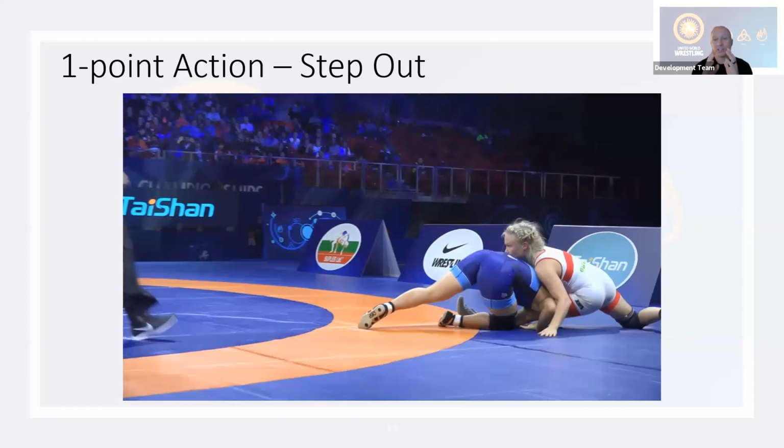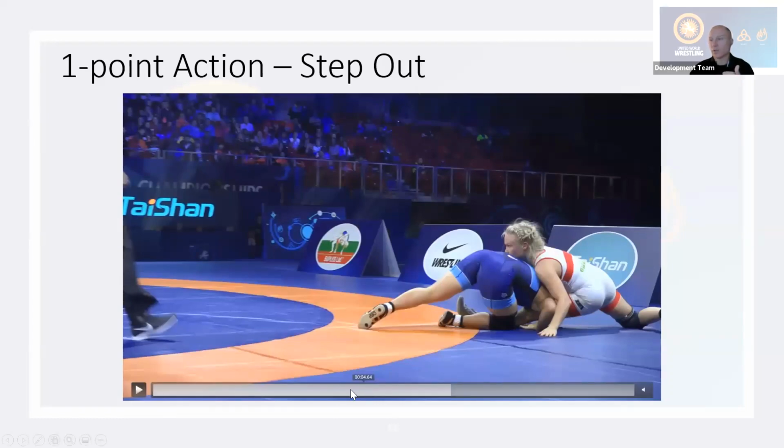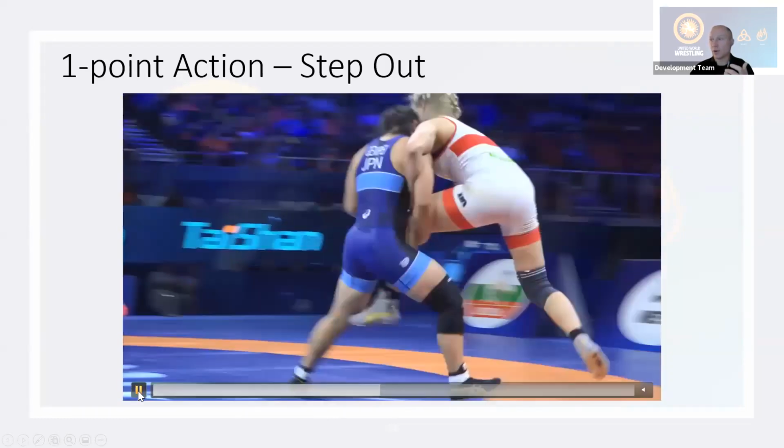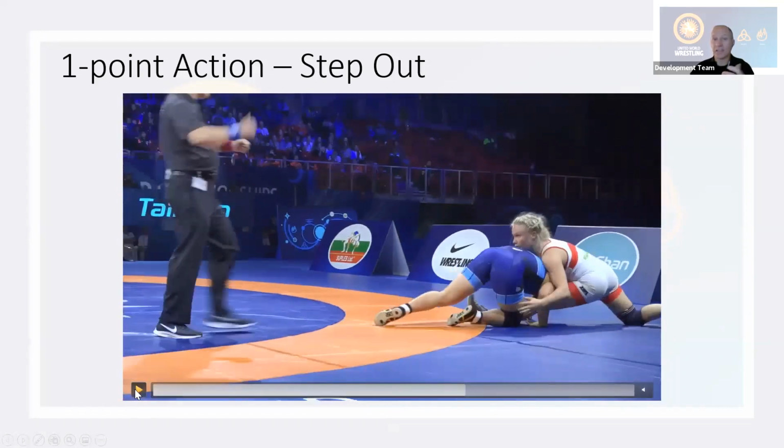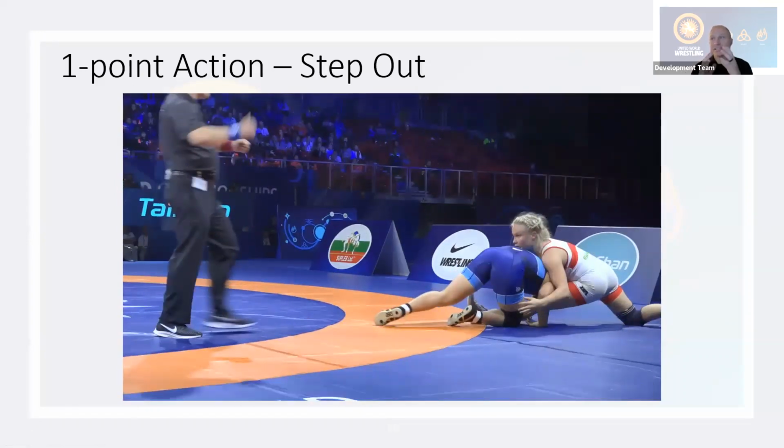So any action that starts inbounds and goes out of bounds and there's no scoring, if it's in the standing position, that's going to be 1 point. So I know that if we look at this, we say, well, they ended up in par terre out of bounds. You're right, they did. But because the action started standing inbounds and it landed out of bounds in par terre, this is still considered standing and a step out, and this will be awarded 1 point. So 1 point for blue.